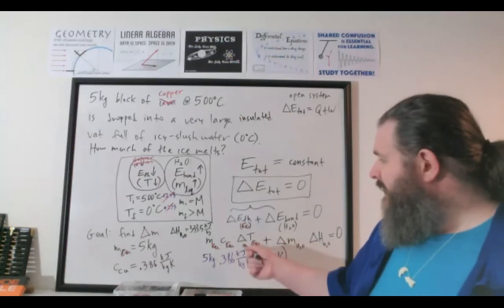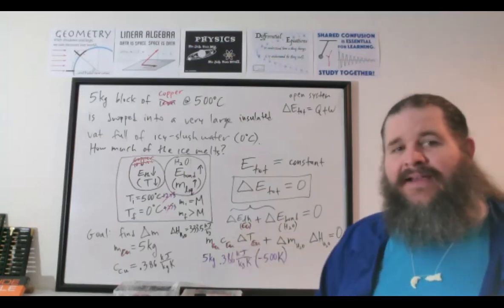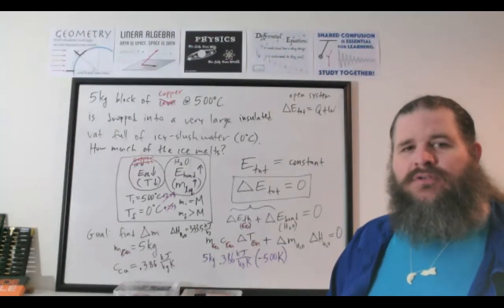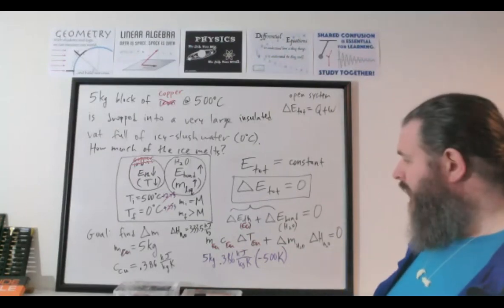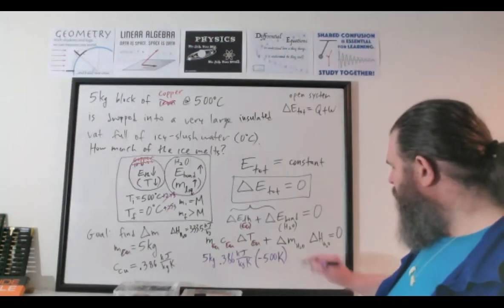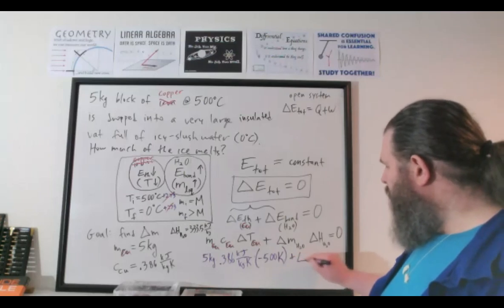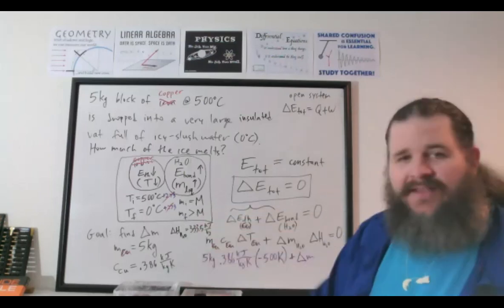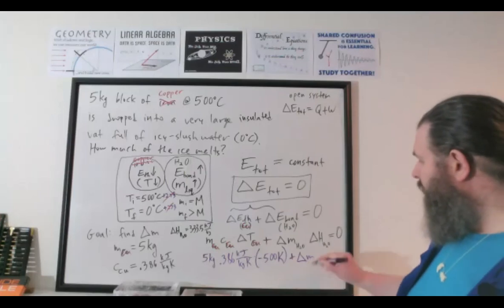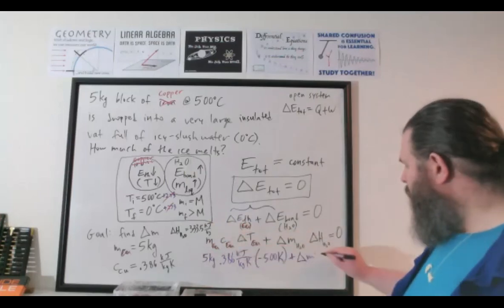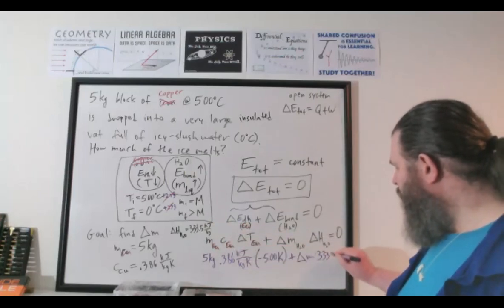Celsius and Kelvin are interchangeable as long as you're talking about a change. If the formula had a temperature in it without a delta, it has to be in Kelvin. But delta temperature, Celsius and Kelvin are interchangeable, as long as you're consistent about it. Then we also have this unknown delta N. We don't know how much of the mass changes phase. That's what we're trying to find. Times delta H for water, 333.5 kilojoules per kilogram.